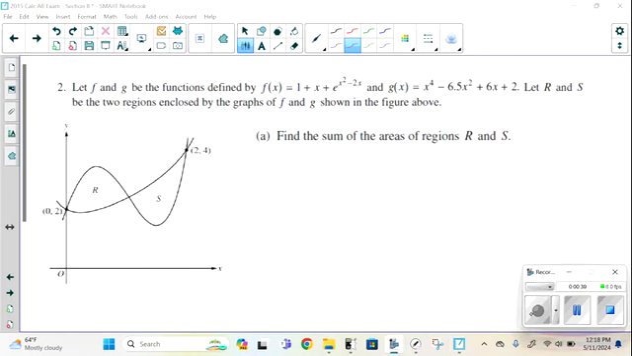Oh, we have a graph, kids. Kids, I love graphs and tables and charts. Oh my, I love them.